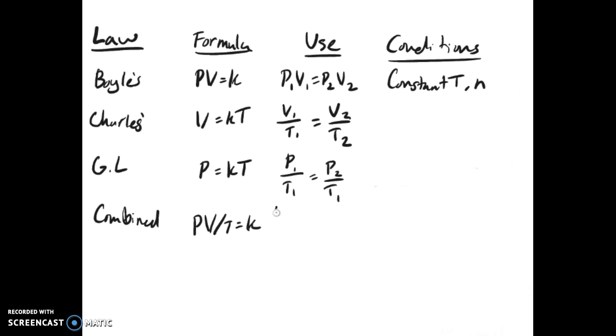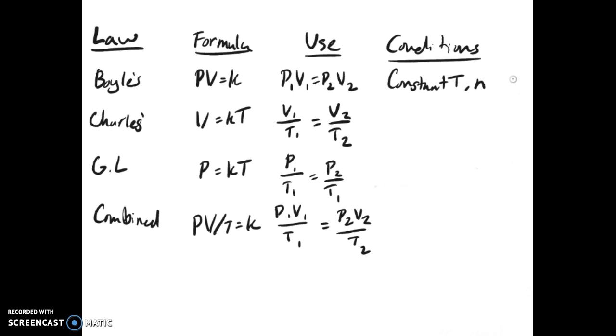And the combined gas law is P1 times V1 over T1 has to equal P2 times V2 over T2, which means that the starting pressure times the starting volume divided by the starting temperature has to equal the final pressure times the final volume over the final temperature.